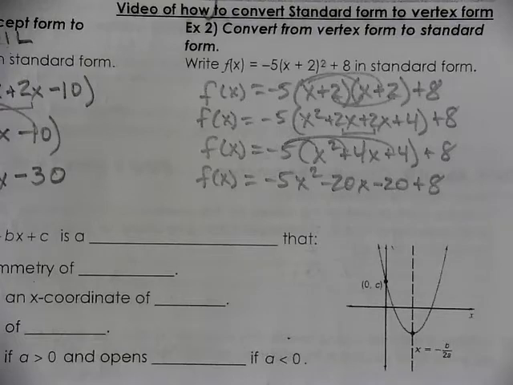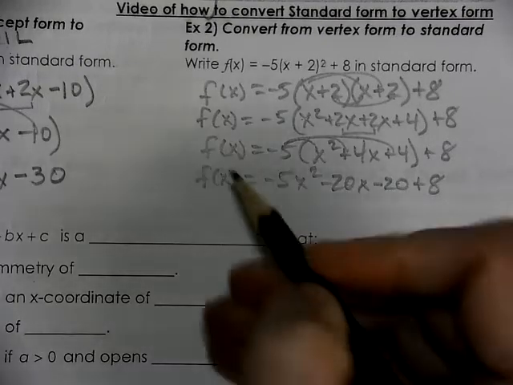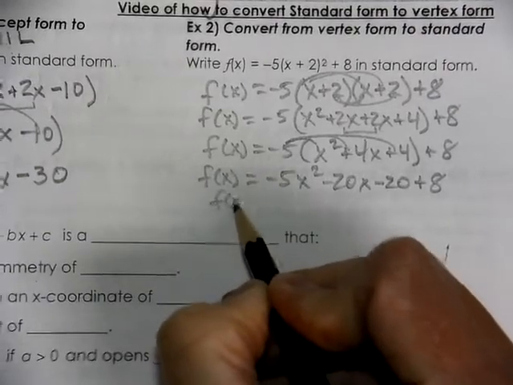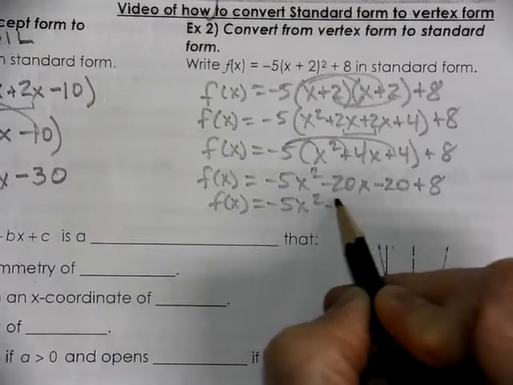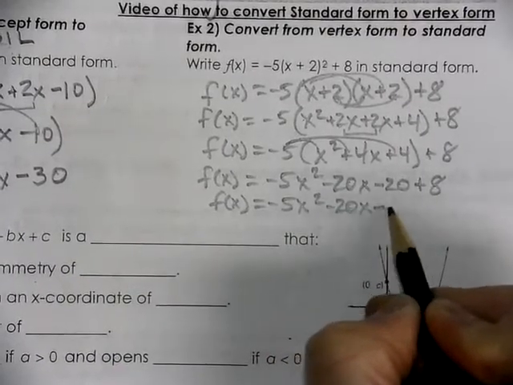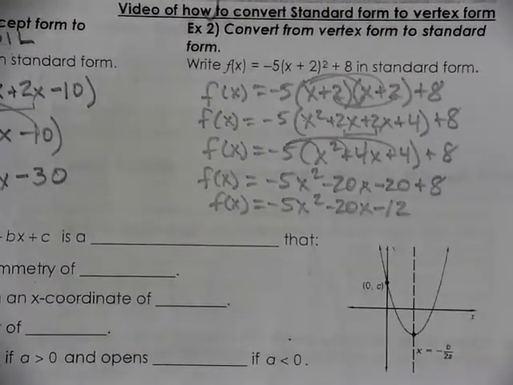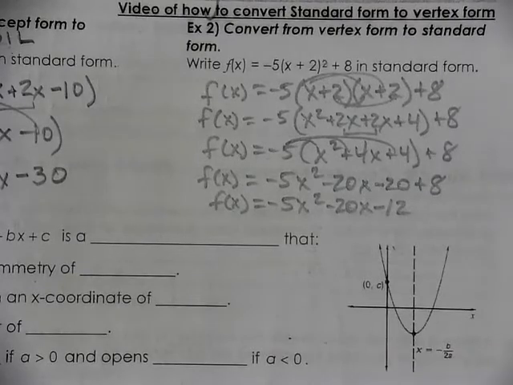That leaves us with the negative 20 and the 8 side by side. We don't need parentheses anymore. And that leaves us negative 5x squared minus 20x minus 12. Those should be the same exact equations.